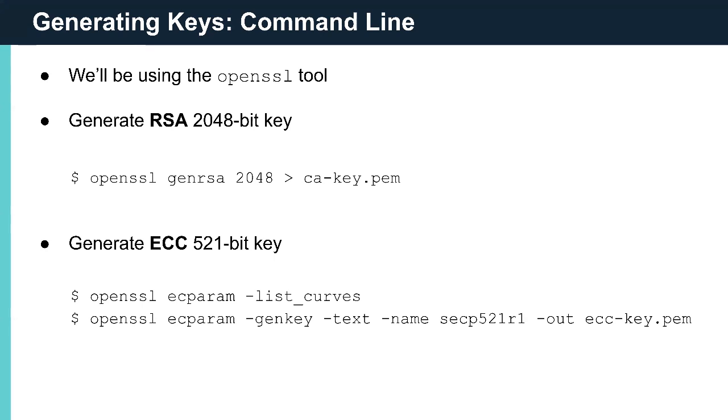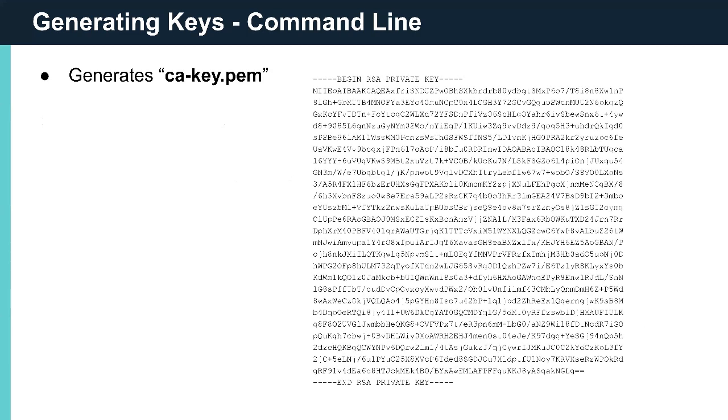To generate an ECC key of 521 bits, we need to know the ECC curve name that we want to use. So we'll first use openssl ecparam with -list_curves. That will list all the curves that OpenSSL supports. We can then run ecparam again with -genkey -text -name with the curve that we picked, and then output that into a file. Here we're calling that ecc-key.pem. So that outputs a PEM encoded key, which looks something like this.